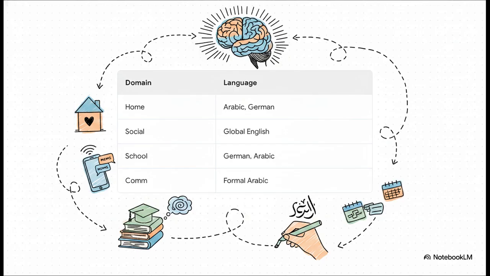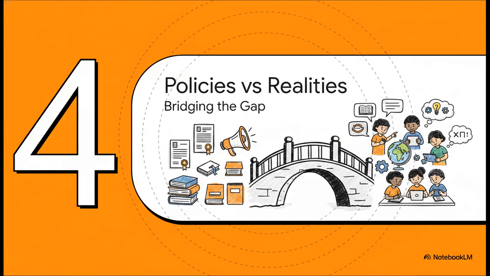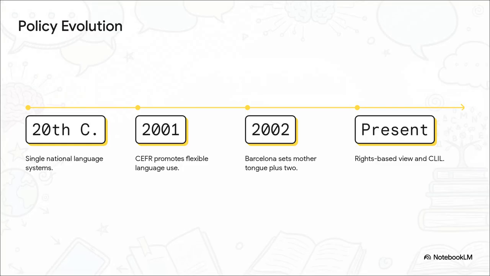If our educational system only tests her formal German grammar, we are literally blind to this massive, rich web of linguistic intelligence she possesses. Which brings us to part 4, policies versus classroom realities. Now, European policies have actually evolved beautifully over time. We've moved from strict monolingual systems in the 20th century to the CEFR in 2001, promoting flexible use, the Barcelona Council pushing a mother tongue plus 2 goal, and today's integration of CLIL, where subjects are taught across multiple languages.